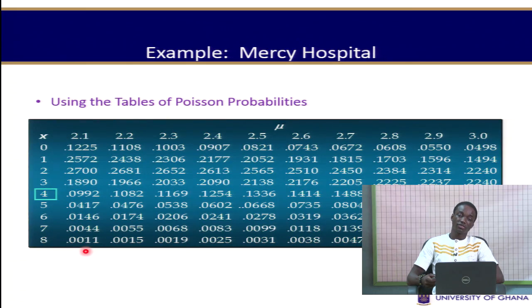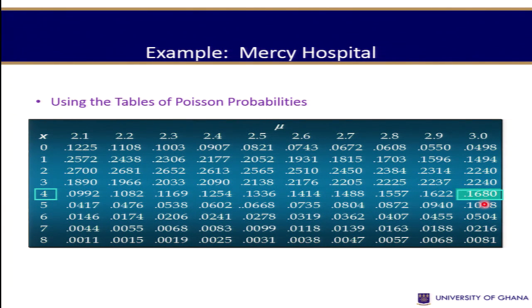Just as we used tables for the binomial distributions, we can also use tables for the Poisson distributions. For Poisson distribution, all we need is the value of x as well as the value of mu. So if you remember, our x was 4 and then our mu was 3, and we have a probability of 0.160.